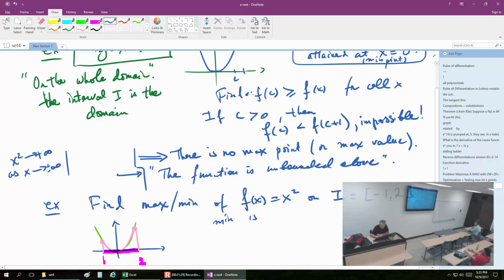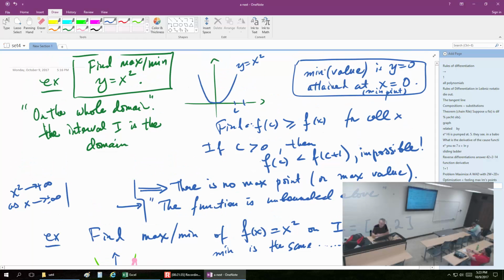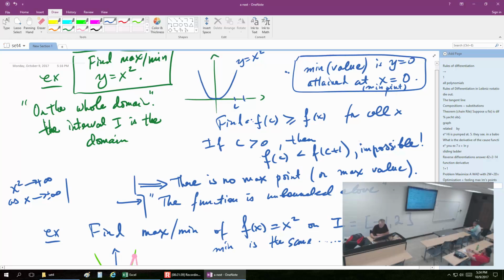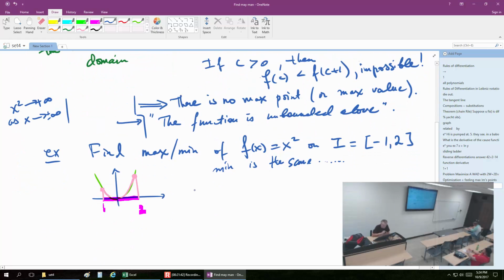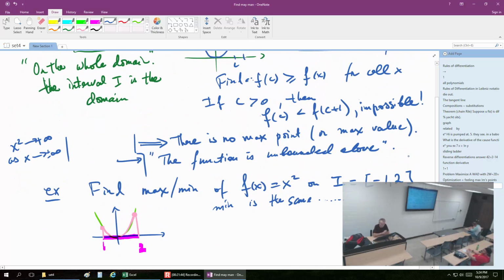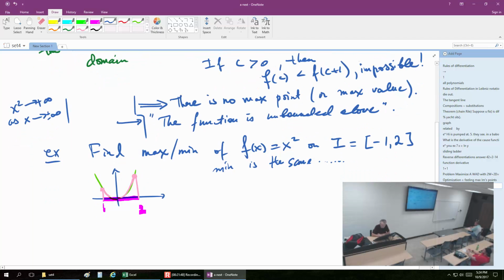So minimum is the same, right? So minimum, the whole answer that we already had fully applies, right? This part. So minimum value is at 0 attained at x equals 0. Okay, and now the maximum changes. The answer is not this one anymore. The function is unbounded above because this is bounded. And so what's the answer? The maximum value is 4 attained at x equals 2.